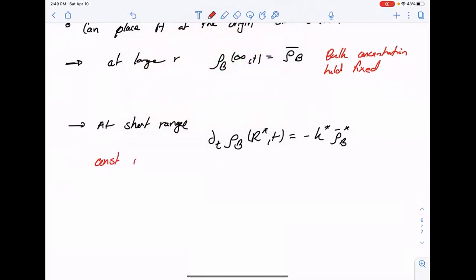So this will impose a constant reactive flux across a dividing surface in the radial distance from species A pinned at the origin that is constant across R star, and proportional to the concentration of B at that value R star.